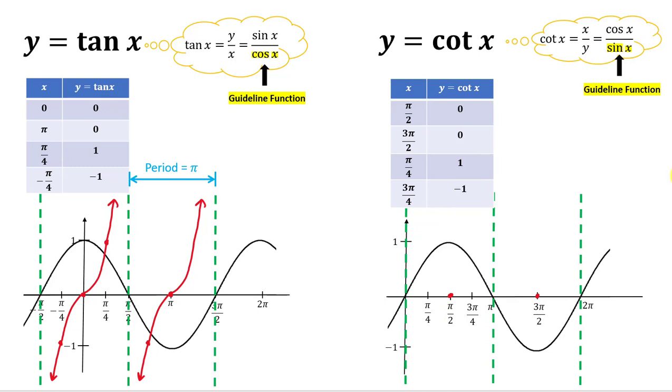So at pi over 4, cotangent equals 1. Here's this point. And at 3 pi over 4, cotangent equals negative 1. Here's this point. So the graph of the cotangent function will appear above the x-axis first, then it's going to cross the x-axis, and then it will appear below the x-axis. Here's the shape that one branch of the cotangent function is going to take.